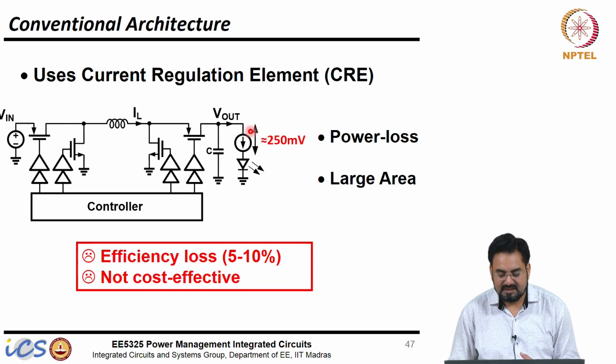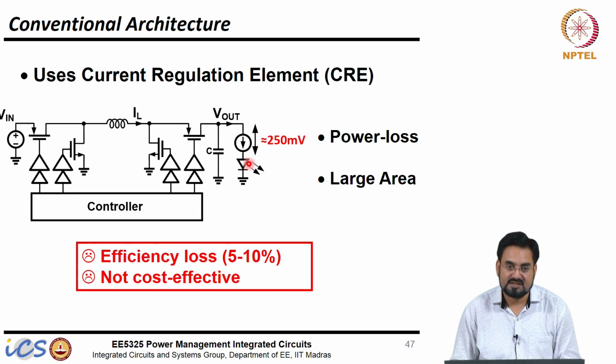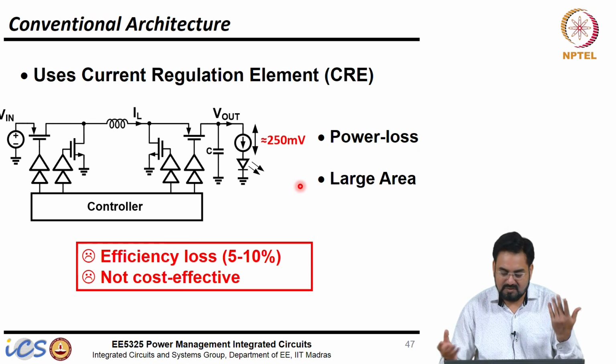But the problem is again we need some dropout voltage for this current source, and there will be power loss. And this current source has to supply as high as 1 amp current at maximum. So obviously the device size will be much larger here, the power FETs used in this current source. So we have some efficiency loss here, which could be 5 to 10%, and it is not very cost effective because the die size is more. Your cost is always measured with the die size, so we want to shrink the die area as much as possible.